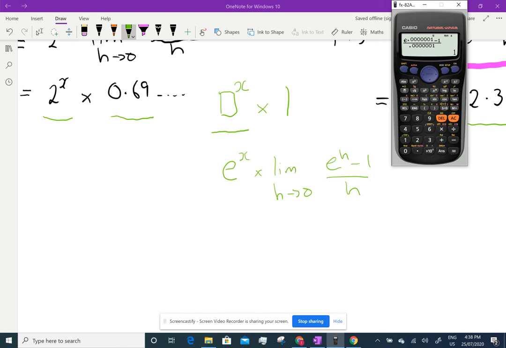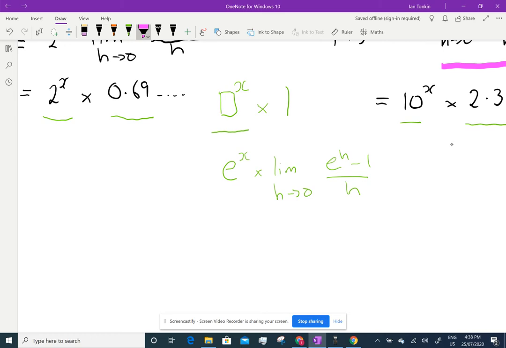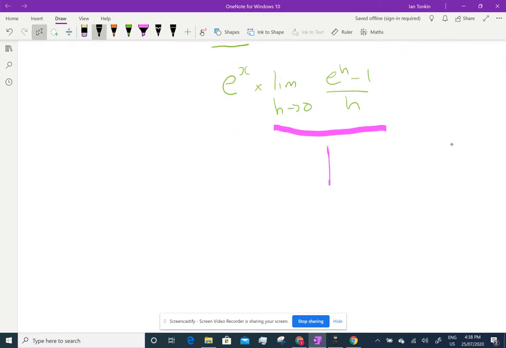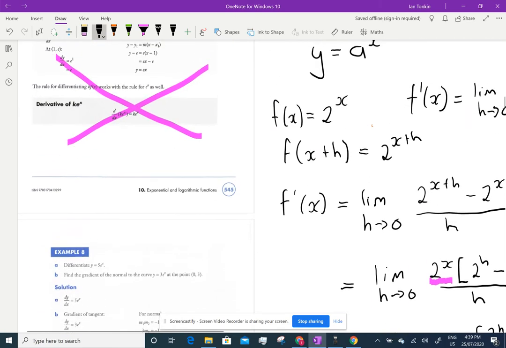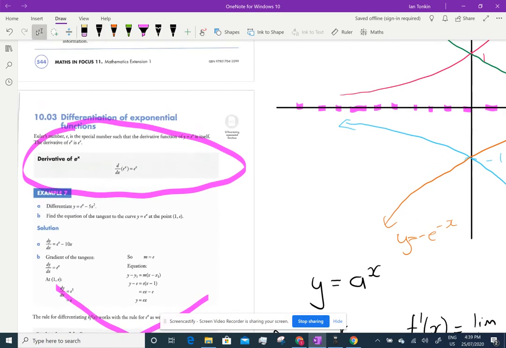And look at that. This equals 1. And why is that so phenomenal? Well, if y equals e to the x, y dash equals e to the x. When you differentiate it, you get the same thing. And that is quite beautiful. The derivative of e to the x is e to the x.